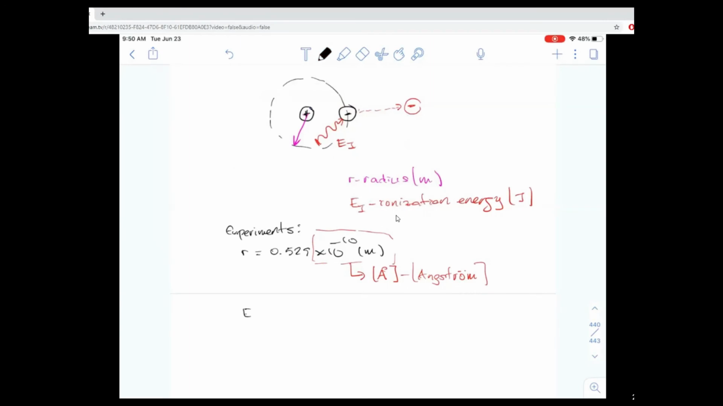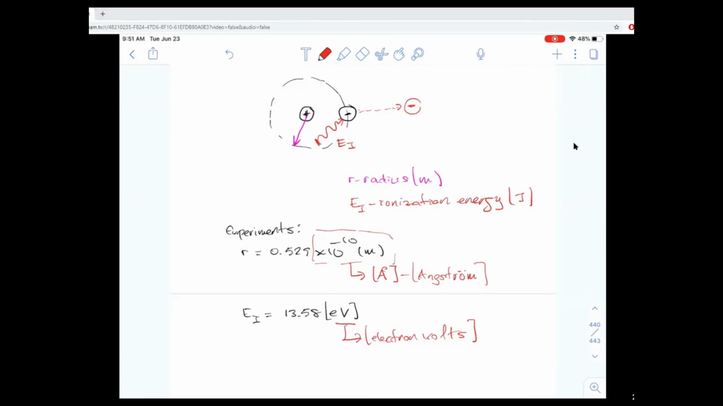Now, what's the ionization energy of the hydrogen atom? Ionization energy, once again, is measured to be 13.58. It's usually expressed in terms of eV. eV means electron volts. So these are atomic physics units. So the experimental facts: the size of a hydrogen atom is going to be half an angstrom, and the ionization energy is 13.58 electron volts.